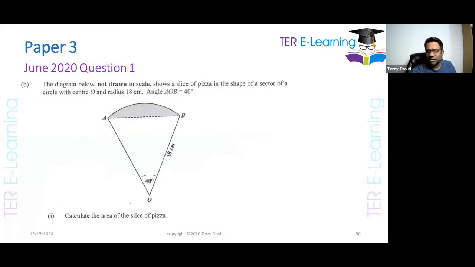Right, so this one here now looks like a sectors question, right? The diagram, not drawn to scale, shows a slice of pizza in the shape of a sector, right? With center O and radius 18 centimeters, right?